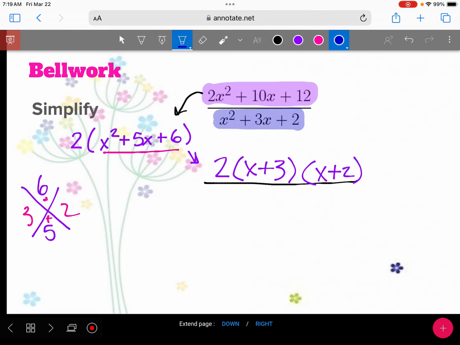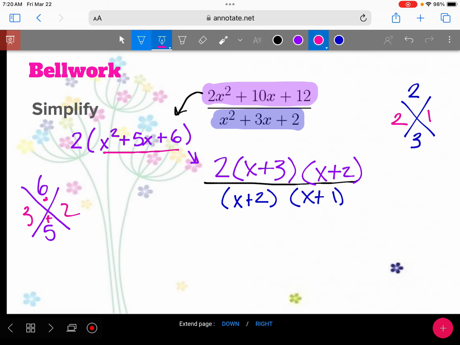Then we're going to take this one and factor it. Very similar. This time it doesn't have a GCF, so we're just going to hop straight into our x frame for a pair of numbers that multiplies to make 2 and adds to make 3. 2 and 1. So we have x plus 2, x plus 1.